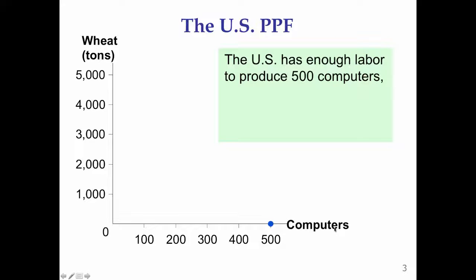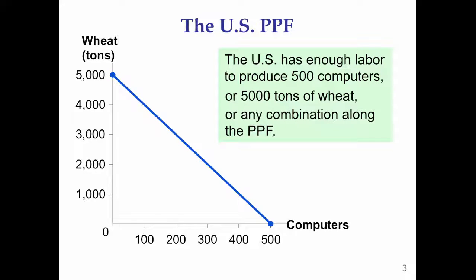So if we just sketch out those 2 points and draw a line between them, that's the production possibility frontier for the United States. And what it's showing us is, again, the different combinations of wheat and computer production that the US could produce given those 50,000 labor hours. Again, being efficient means it's producing some combination along this PPF. Anything inside is inefficient, anything outside is unattainable. So they want to be ideally somewhere along this PPF.